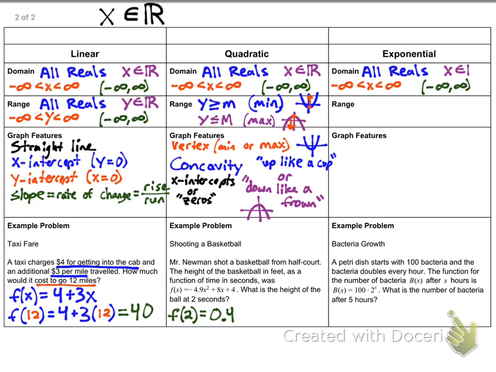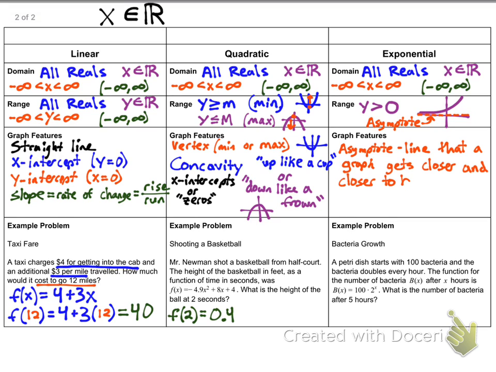All right, for exponentials, again, same deal with the domain. You can go all the way to the left and all the way to the right. The range, however, is everything greater than 0. There's no "or equal to" because of this thing called an asymptote. The asymptote is a dotted line which doesn't actually exist as a part of the function, and it's something that the function gets really, really close to but never actually touches. So that's the only feature I'm going to write in this box. That's a line that the graph gets closer and closer to but never actually touches.